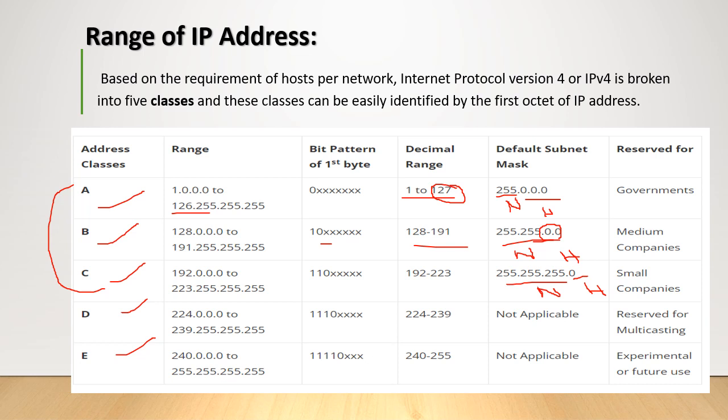Class A is used for governments and class B is used for medium companies. Class C is used for small companies. Class D is used for multicasting. Class E is mainly used for experimental purposes, study, research and development. So mostly we are going to use only class A, class B and class C. Class D and class E are not useful.